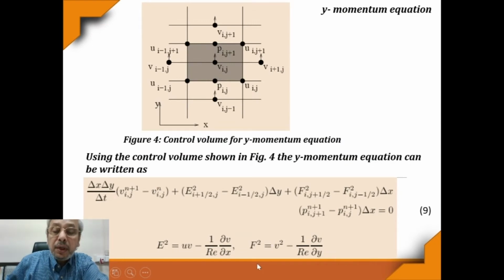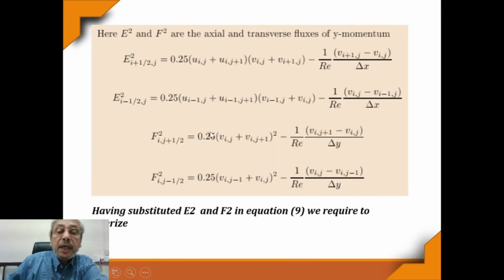I'm going for calculation of F2 at the point ij plus half. So, what is F2? F2 is V square minus 1 by Re del V del Y. So here V square has to be defined. That means this is Vij plus Vij plus 1 by 2 square. So let us see, Vij plus Vij plus 1 square by 4, and this is 1 by 4, 0.25.